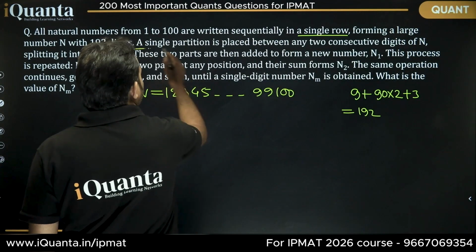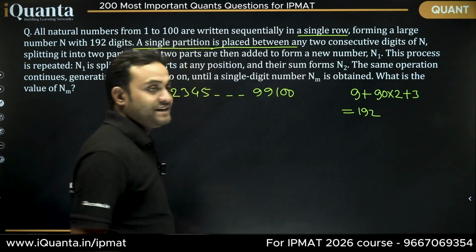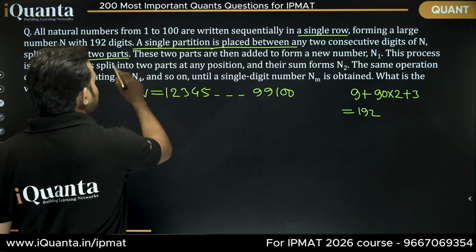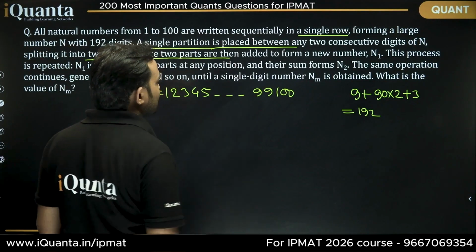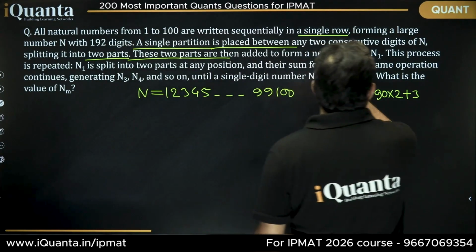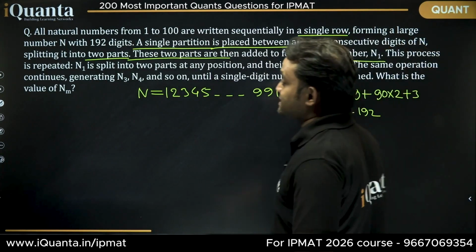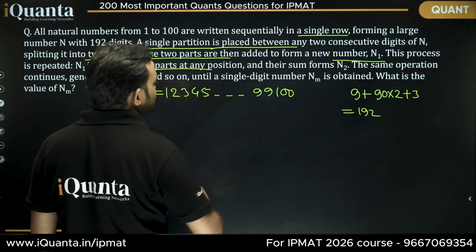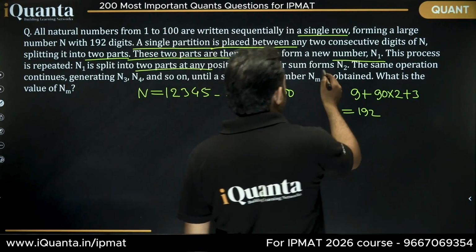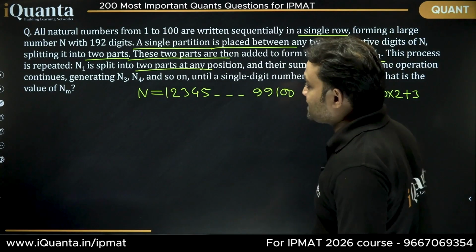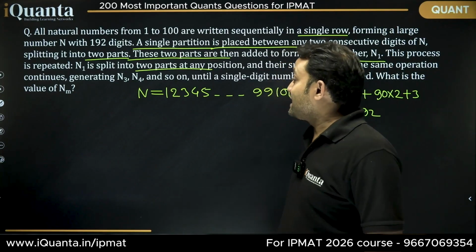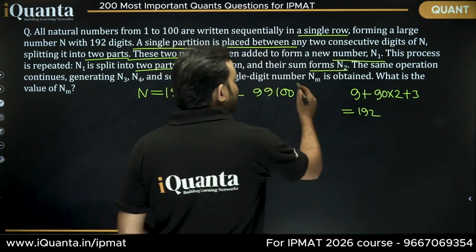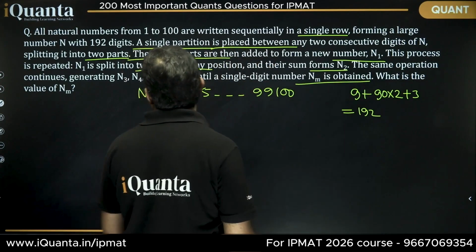A single partition is placed between any two consecutive digits of n, splitting it into two parts. These two parts are then added to form a new number n1. This process is repeated. n1 is split into two parts at any position and their sum forms n2. The same operation continues, generating n3, n4 and so on, until a single digit number nm is obtained. What is the value of nm?